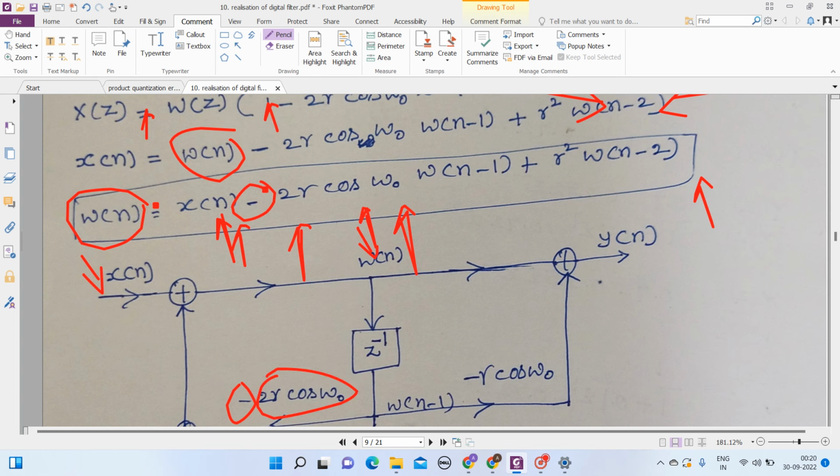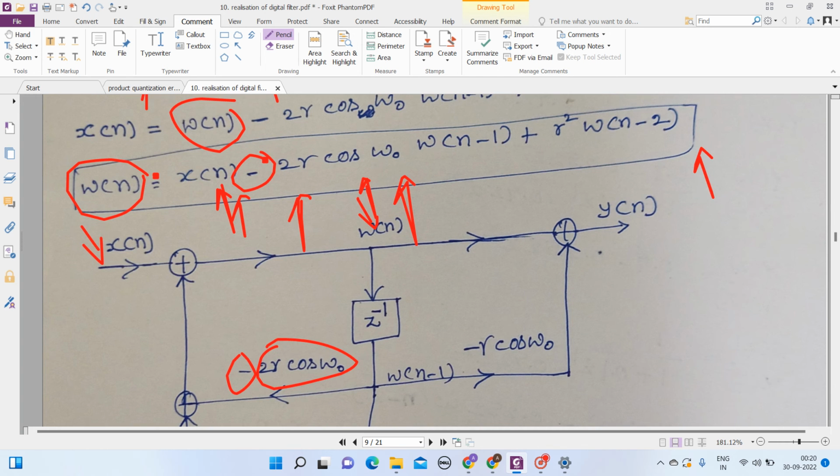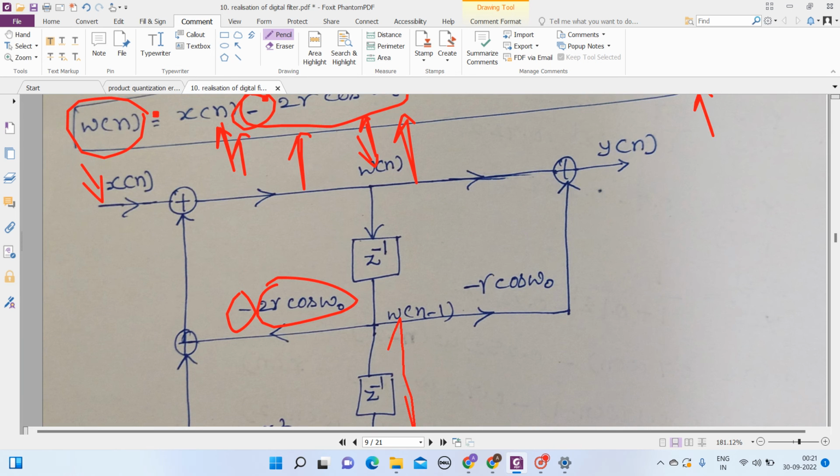Okay, you might get this question in your mind, that's why I am clarifying this doubt. We have an adder element, we don't have a subtract element, so we are taking this minus symbol with this value, minus 2r cos omega naught. So this is w of n minus 1, right? This is w of n, right? So I have to add one delay element, z inverse, then the output becomes w of n minus 1, right?